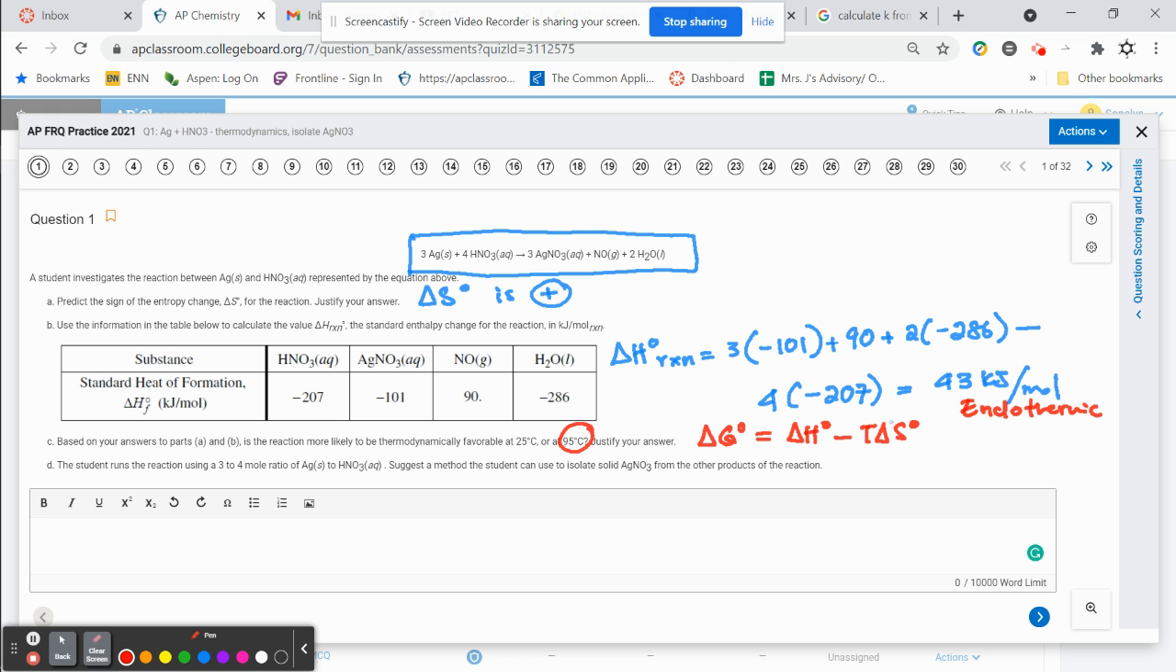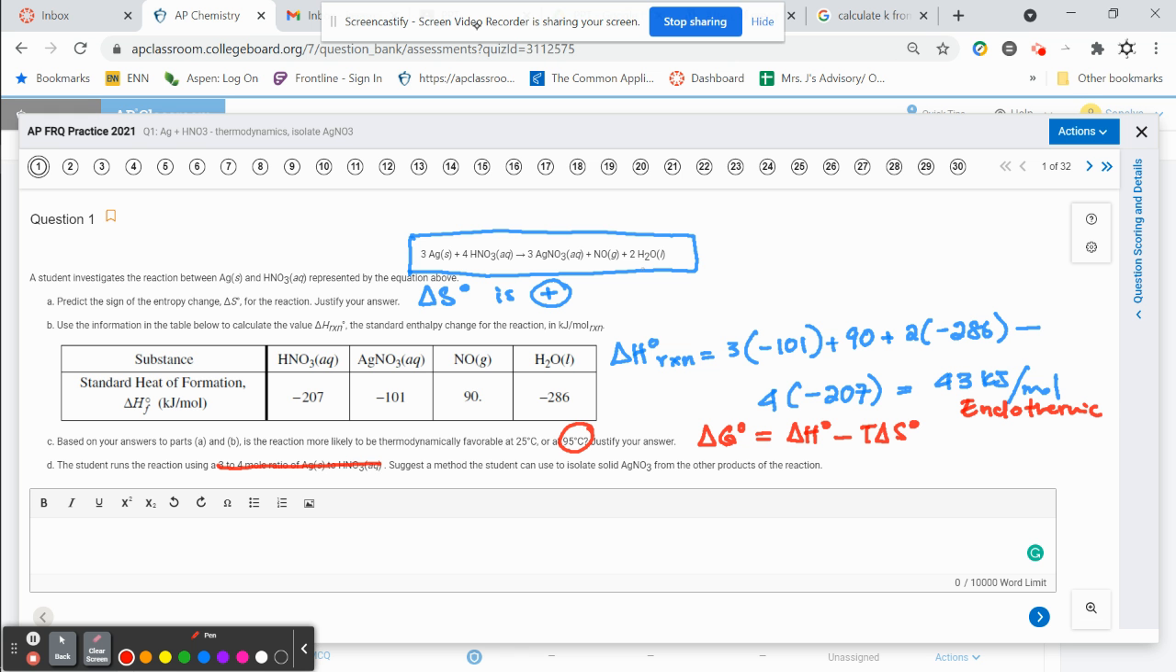Okay, the student runs the reaction using a 3 to 4 mole ratio of silver to nitric acid. Suggest a method the student can use to isolate solid silver nitrate from the other products of the reaction. So the 3 to 4, like none of this matters. Okay, you are looking at just your products. You have a gaseous product which is just going to bubble out of your aqueous solution, and the silver nitrate will be dissolved in water. That is why it's aqueous, right?